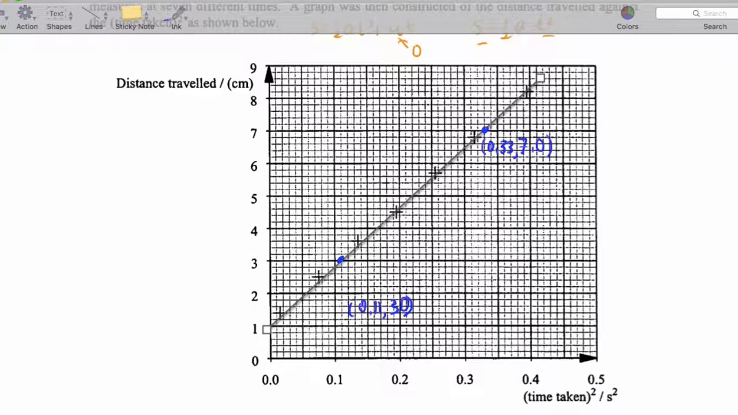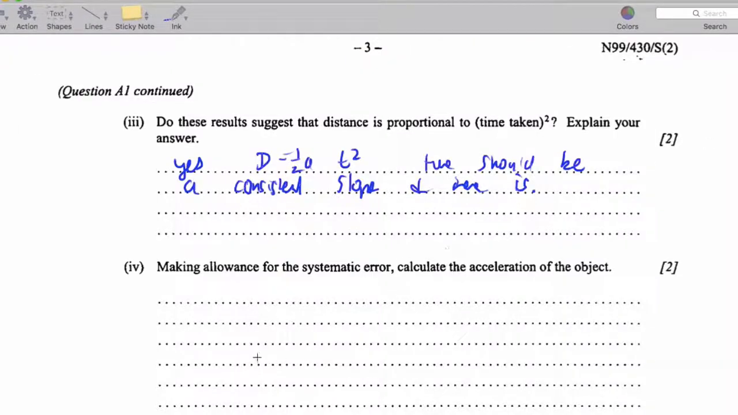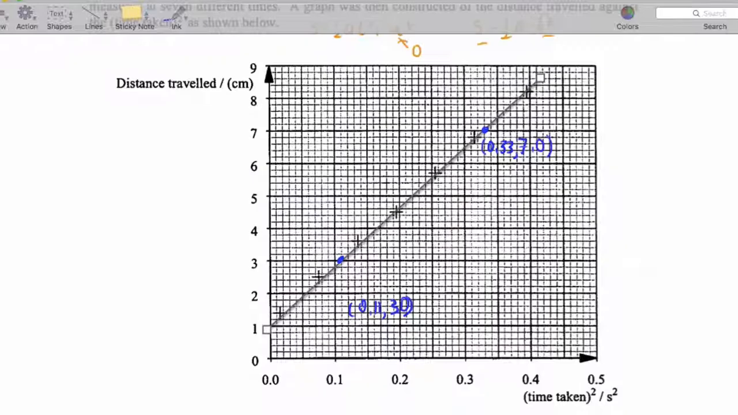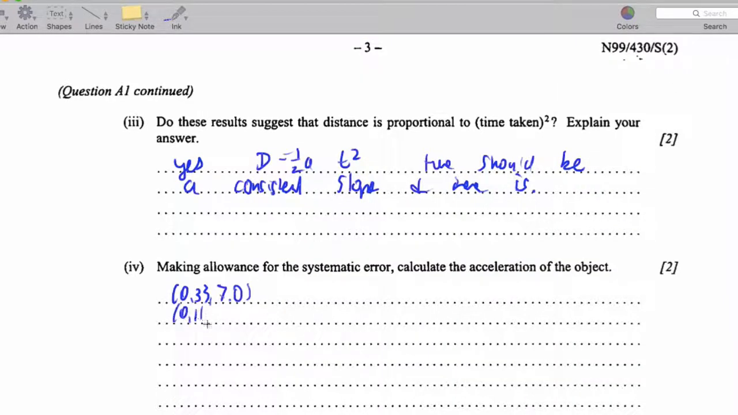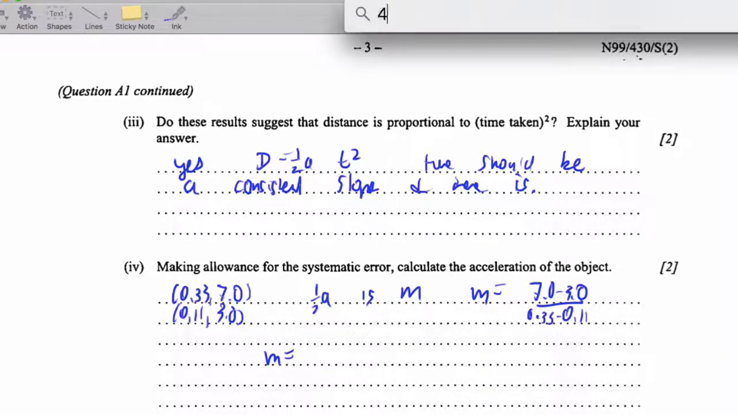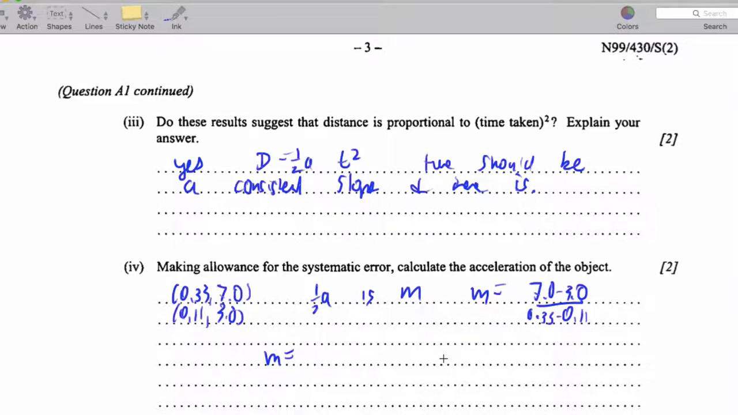So let's get our slope using these 2 points. 0.33, 7.0, and 0.11 and 3.0. So 1/2 a is the slope. M is going to be 7.0 minus 3.0 all over 0.33 minus 0.11. So the slope is going to give me about 18.18.